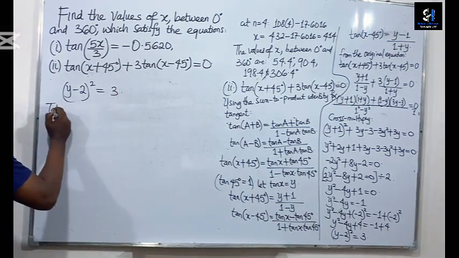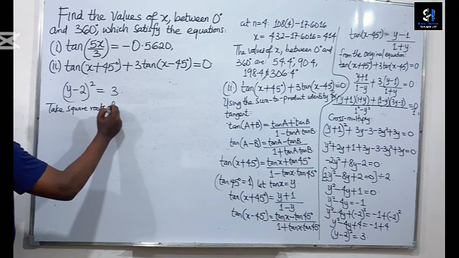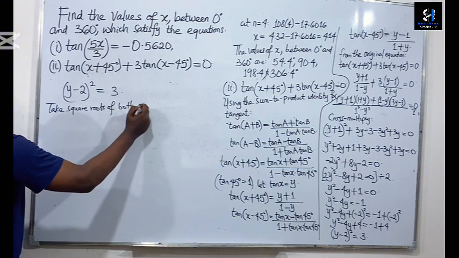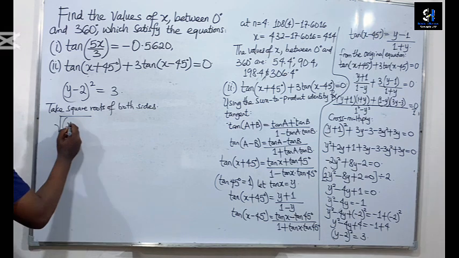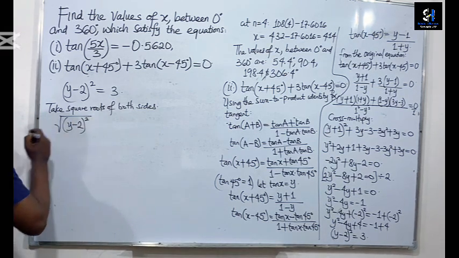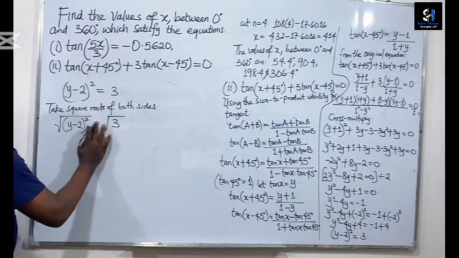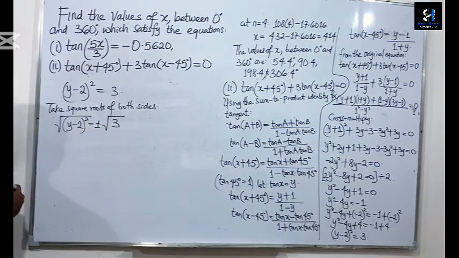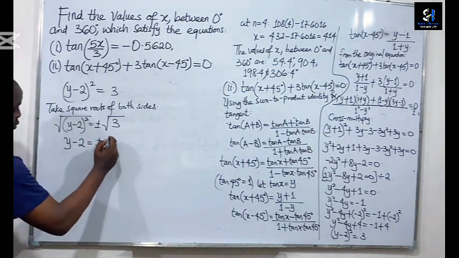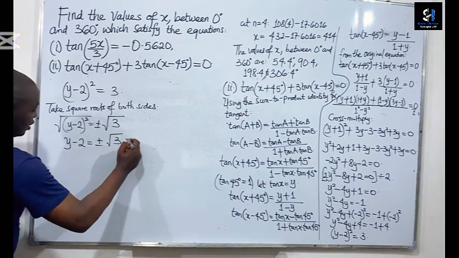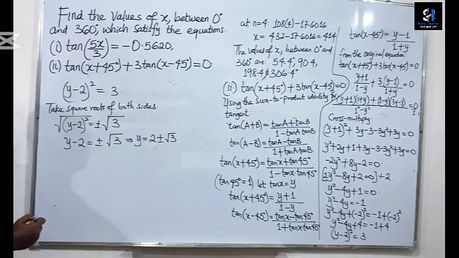So I can take square roots of both sides, so that this will be the square root of y minus 2 raised to the power of 2 equals plus or minus root 3. So that this will be y minus 2 equals plus or minus root 3. Then from here we have y equals 2 plus or minus radical 3.